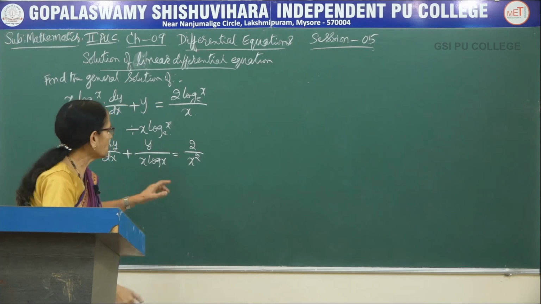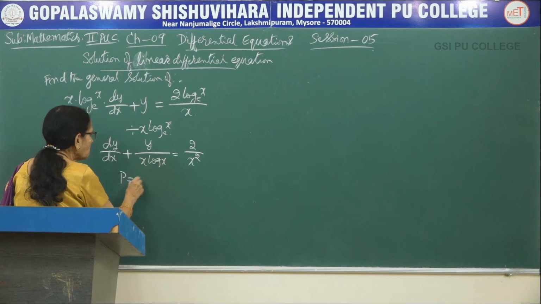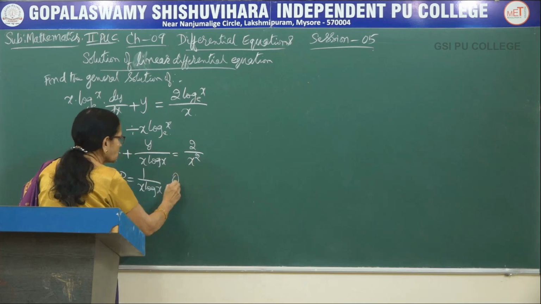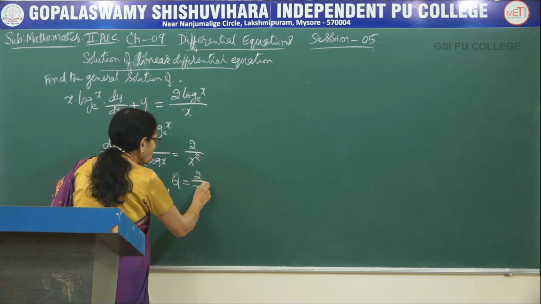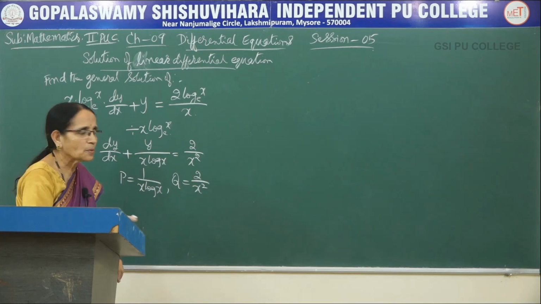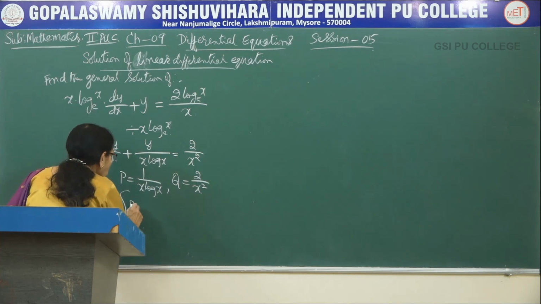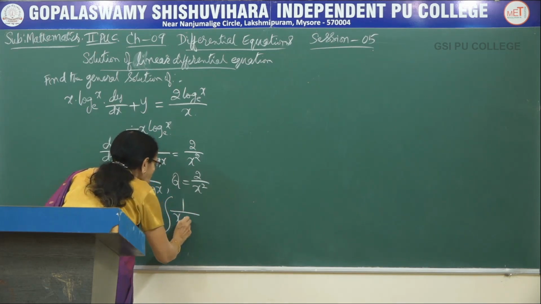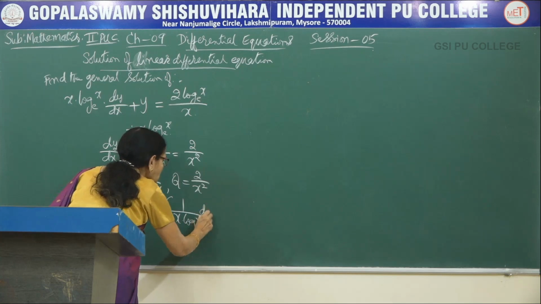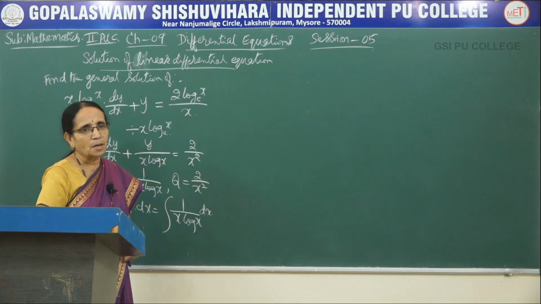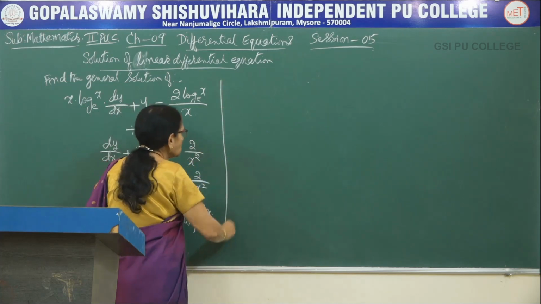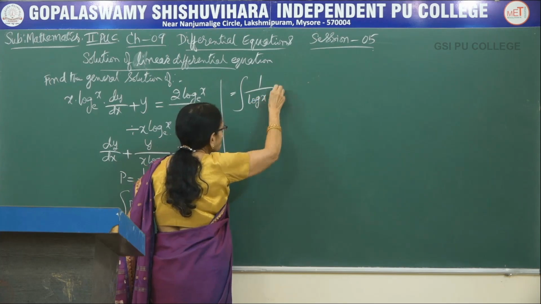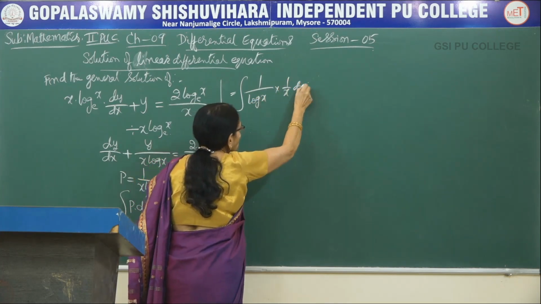Now I can write the value of p. What is p? p is the coefficient of y, that is 1 by x into log x, and q is 2 divided by x square. Next, we calculate integral p dx. What is the integral of p dx? It is integral of 1 by x into log x into dx. Let me write it properly: this is 1 over log x into 1 by x into dx.